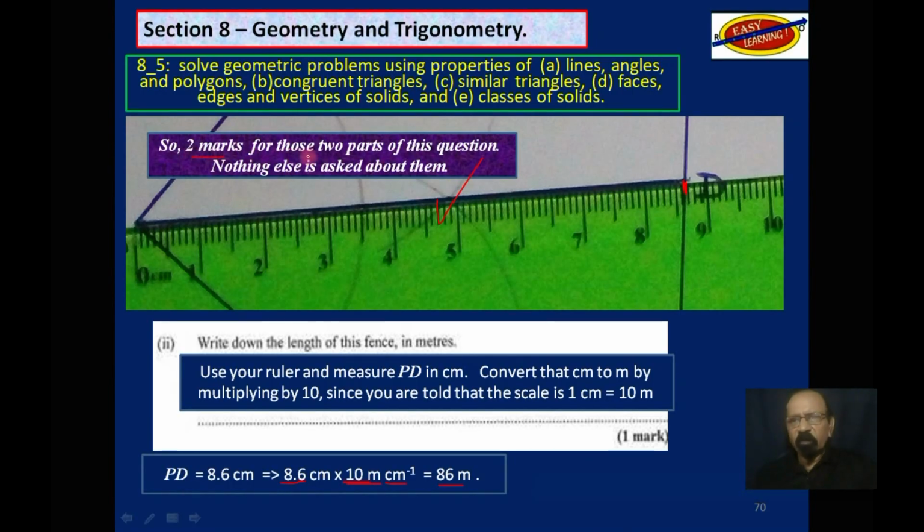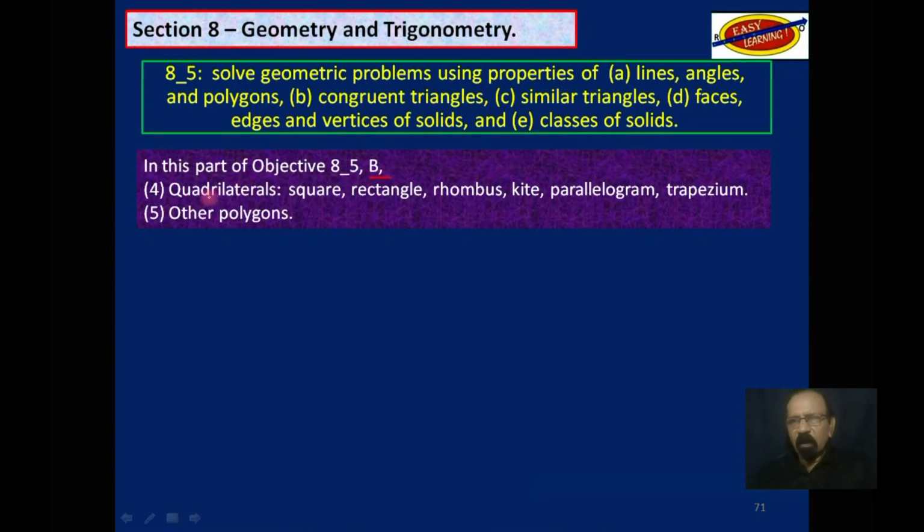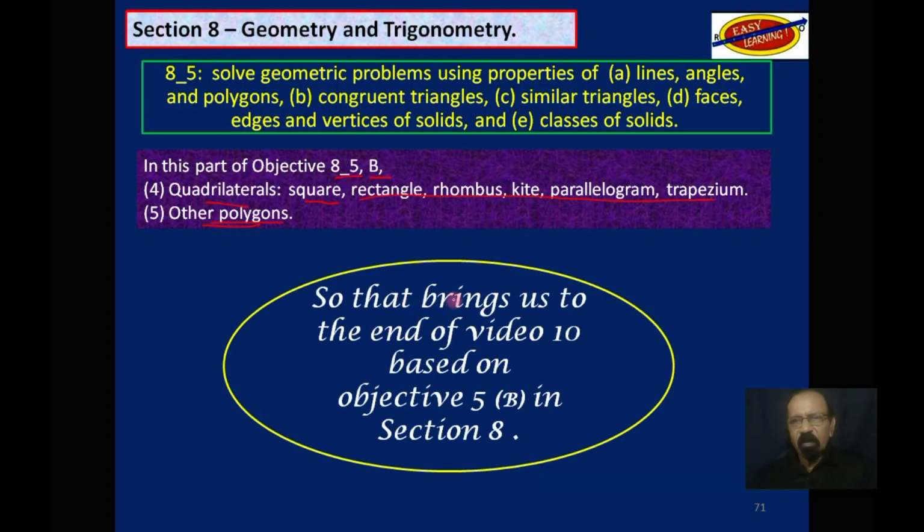You get 2 marks for these 2 parts of this question. Nothing else is asked about them. So we looked at part B of this objective, quadrilaterals. We first of all looked at squares, rectangles, rhombus, kite, parallelogram, and trapezium, and we just looked at some other polygons and a few ways to apply the knowledge we got from this section and the previous section. So that brings us to the end of video 10 based on objective 5B in section 8.